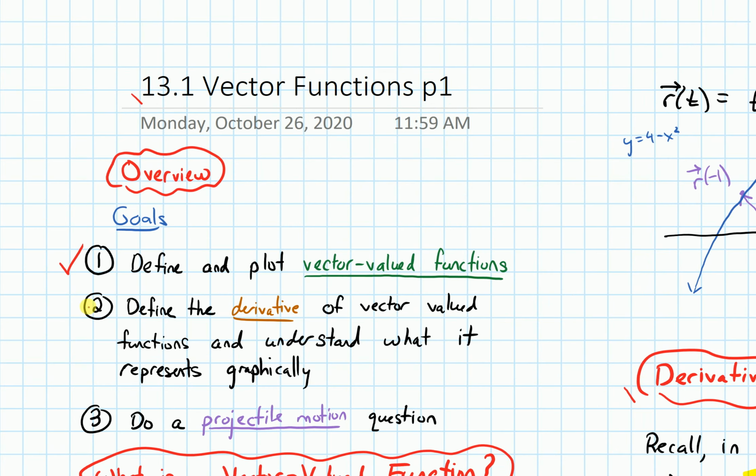So in terms of our goals for this section, we have defined the derivative of a vector valued function, and we've talked about what that means graphically. In the next video, we'll do an application of these vector functions to projectile motion.